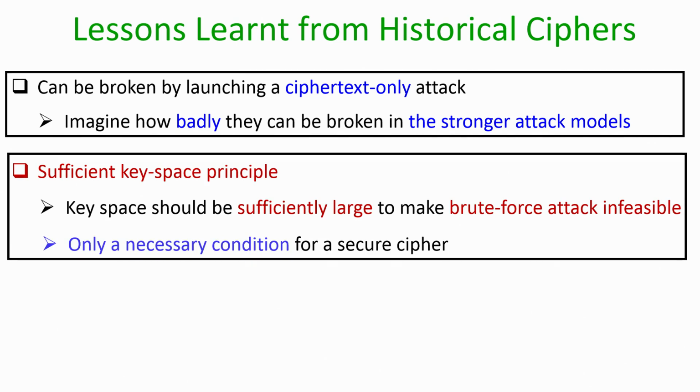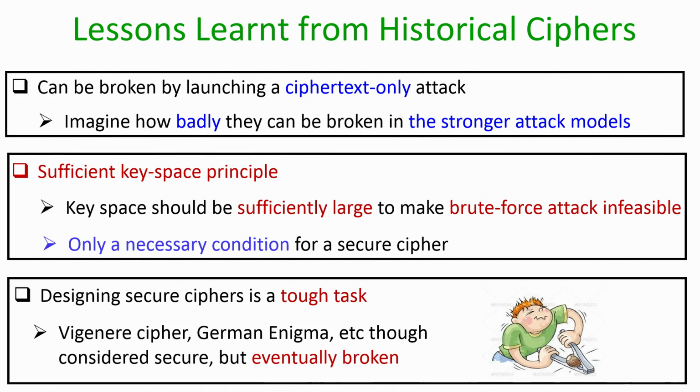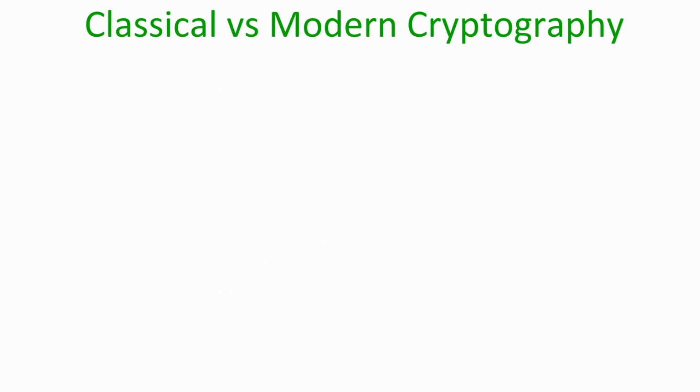Another lesson is the sufficient key space principle, which says that the bare minimum necessary condition that any secure cipher should satisfy is that its key space is sufficiently large to make brute force attack infeasible. And overall, the most important lesson is that designing a secure cipher is indeed a tough and challenging task. Ciphers were proposed over a period of time and people thought they were secure, but eventually all of them were badly broken.